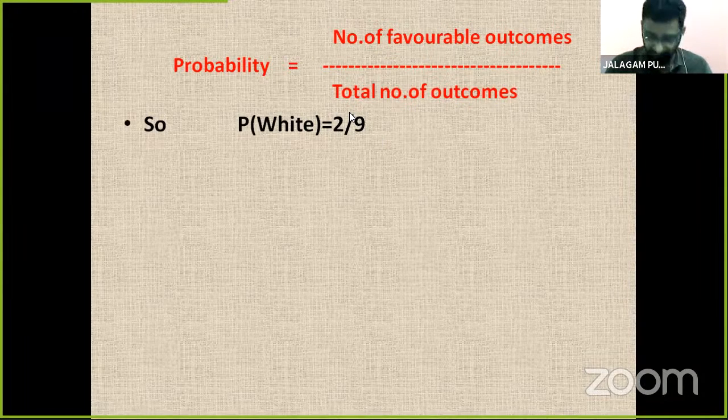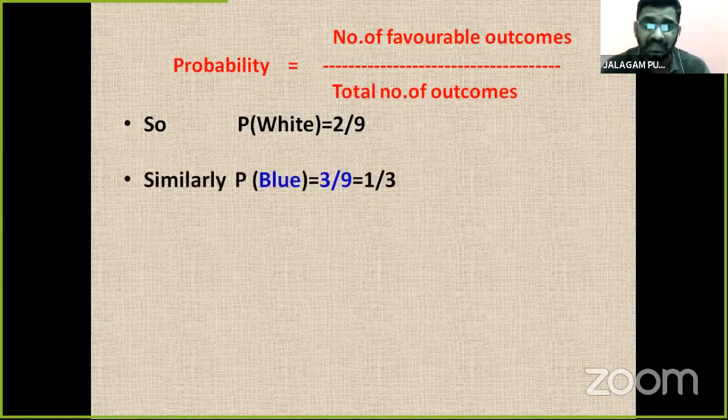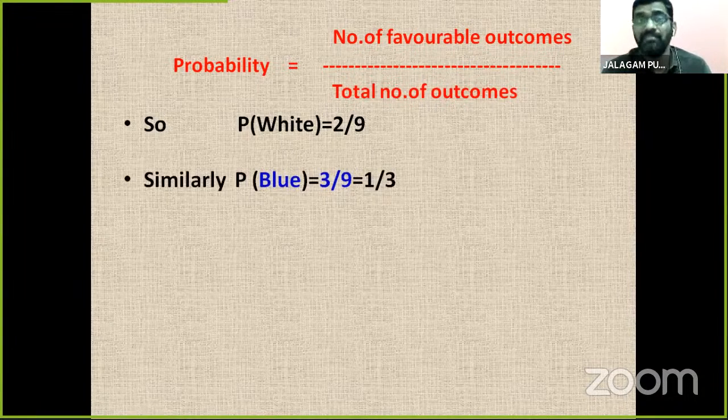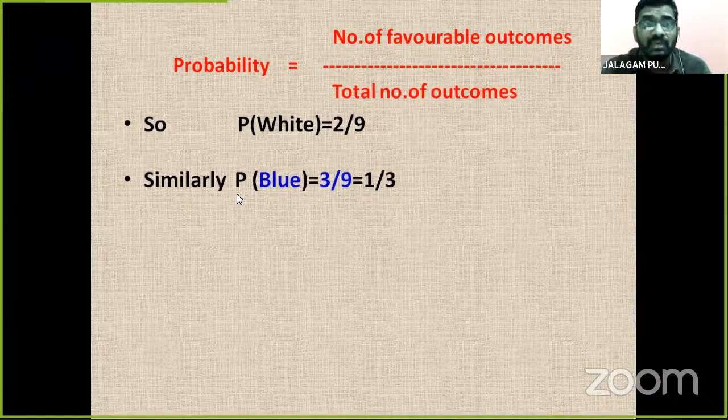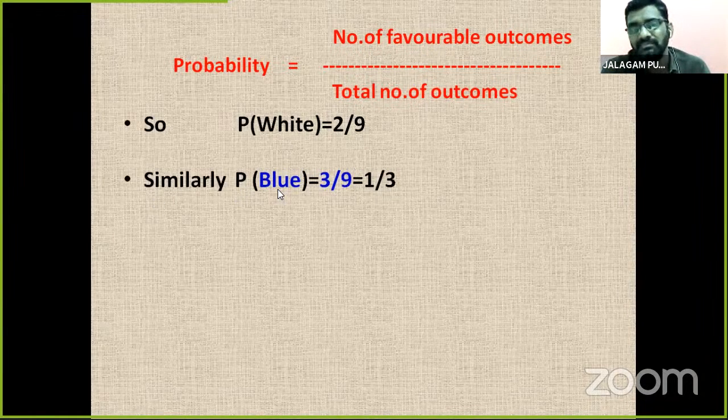And then next, similarly, we find the probability of blue. How many favorable to blue? It is already given. The blue marbles are 3. So 3 by 9, which is favorable outcomes by total number of outcomes. 3 by 9: 3 ones are 3, 3 threes are 9, so the short form is 1 by 3.